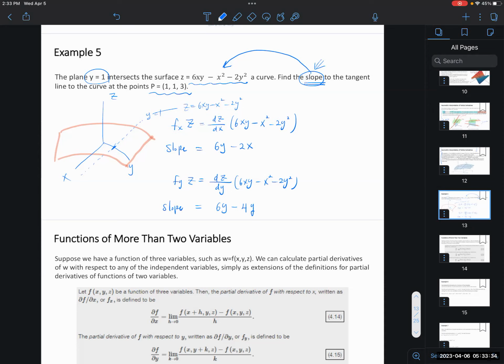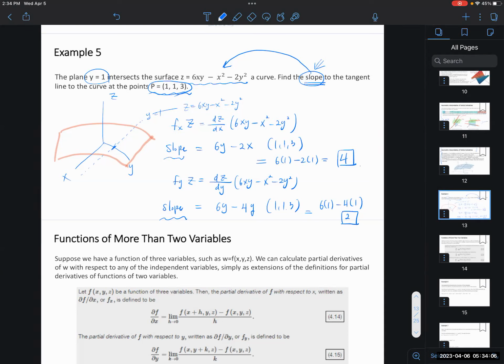And then they are going to pass into the point (1, 1, 3). So we're going to plug in 1, 1, 3 into each slope to find out what that is. If you're plugging in 6 times 1 plus 2 times 1, you will get 4. And then if you're plugging into the second one, 6 times 1 minus 4 times 1, you will get 2. So that's the answer. This is the slope with respect to the x variable. This is the slope with respect to the y variable.